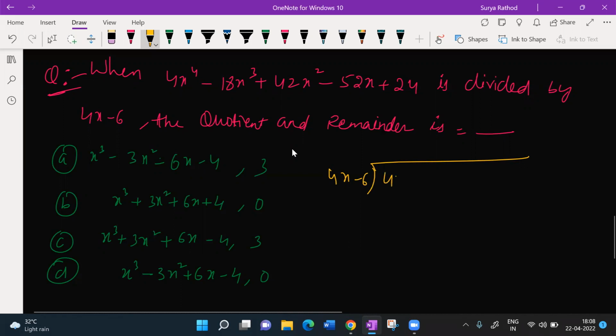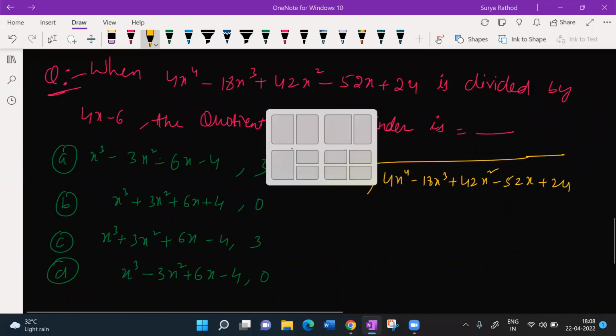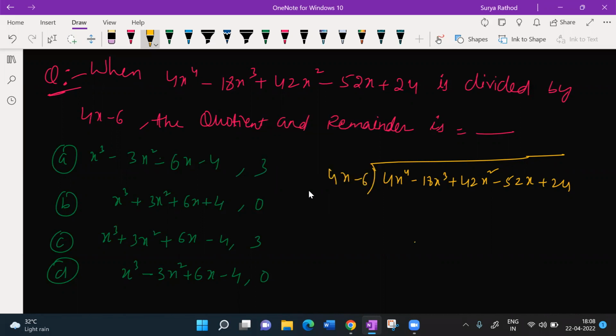So 4x to the power of 4 minus 18x cube plus 42x square minus 52x plus 24. Let's see, Dipsika. See, beta, what is the number I have to divide it? What is the term? X cube, right? So x cube into 4, what? 4x to the power of 4 minus 6x cube. So just subtract, this becomes 0. So minus 12x cube.